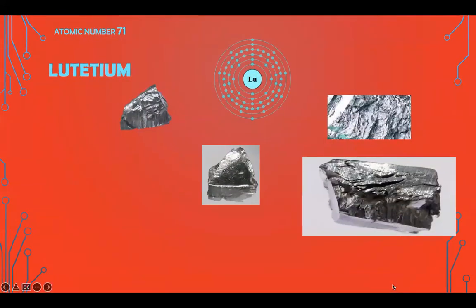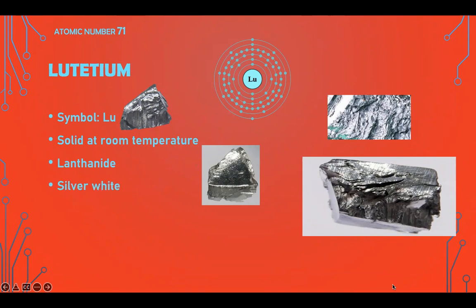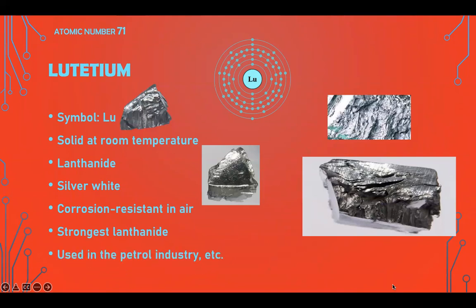Lutetium, that's how it's pronounced. Atomic number 71. Lutetium symbol is Lu. It's a solid at room temperature. Lutetium is the last lanthanide. It's silvery white. It's corrosion resistant in air and is the strongest lanthanide of all the other lanthanides. It's not very soft. Lutetium is used in the petrol industry mainly.